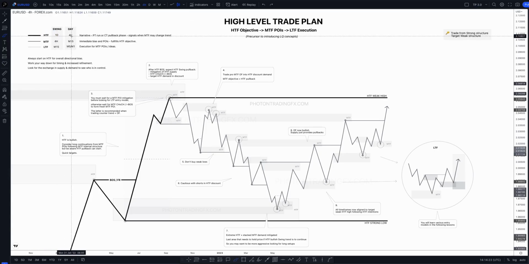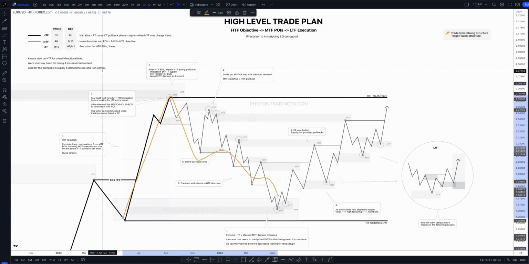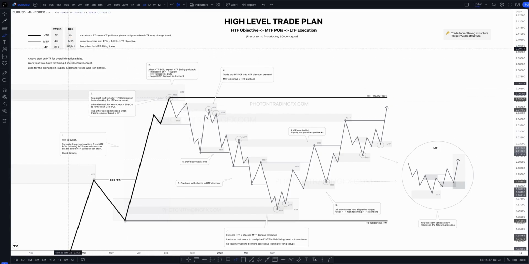And then if you're, let's say, more of the day trader, you just drop them all down a time frame. So your higher time frame will be the 4-hour chart. So you want to know if you're trading those 4-hour pro trend runs or the 4-hour pullbacks. Your medium time frame, the time frame you'll be trading the POIs, your ideas, will be the M15, and then you'll be using, let's say, the M5 or the M1 for your execution.